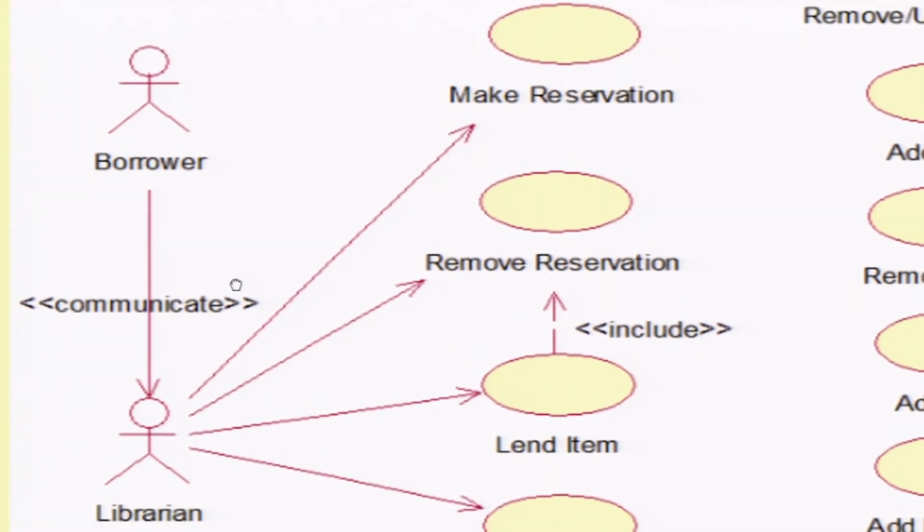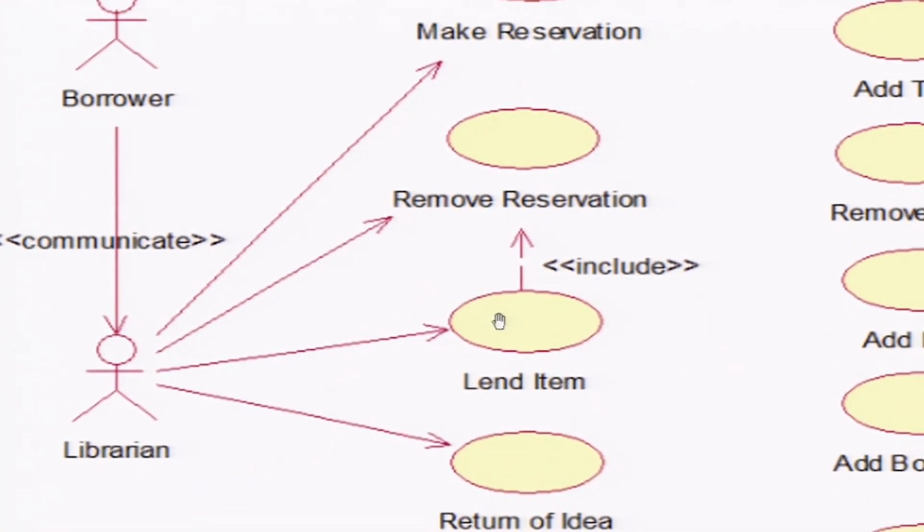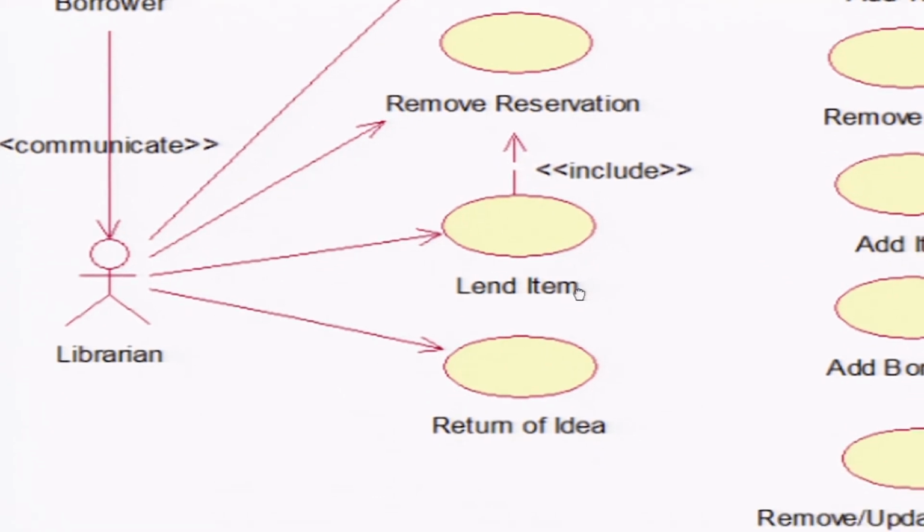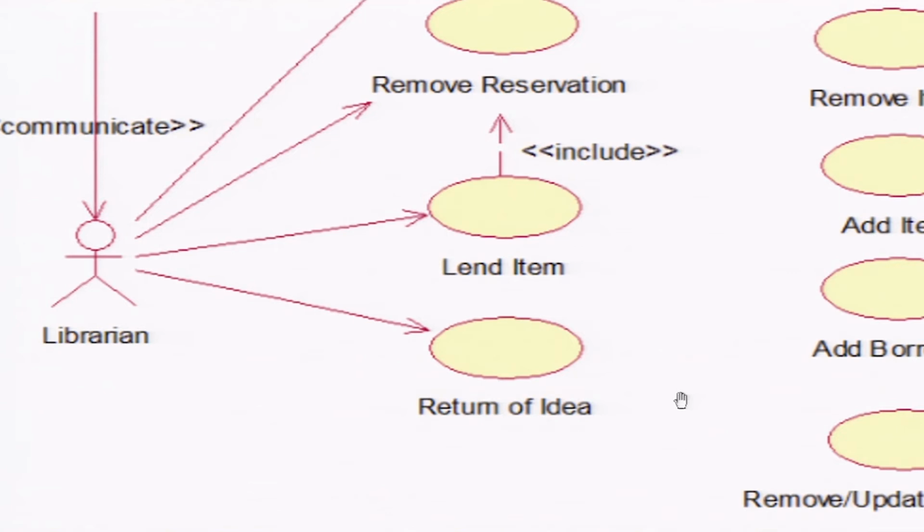So the librarian, in turn, checks the reservation. If it has been reserved, he will tell that it has already been reserved. If it has not been reserved, or if you had made a prior reservation request, then he will remove the reservation, and then he will be lending the item. When he removes the reservation, he will have access to lend the item, and then he will also give the return date.